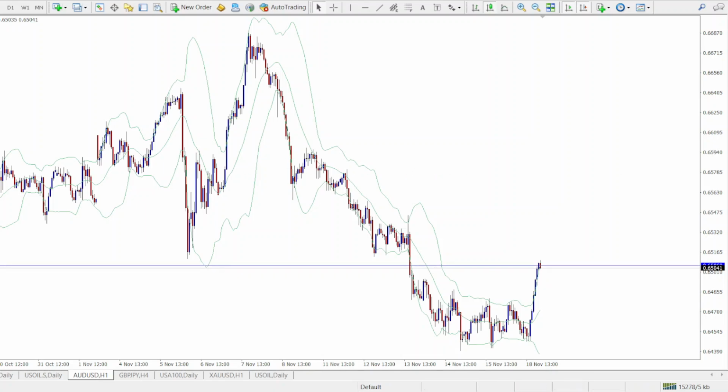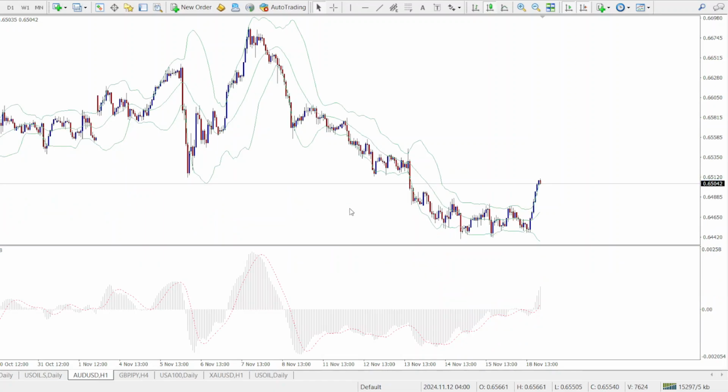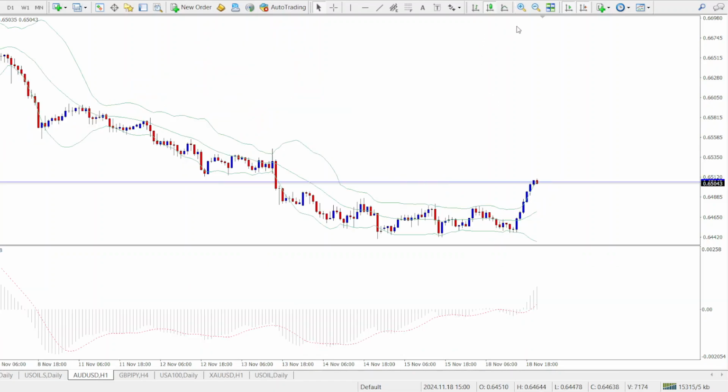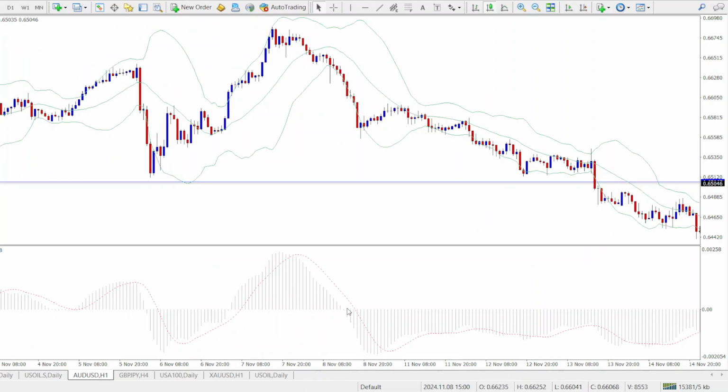Next up is the MACD, or the moving average convergence divergence. The MACD is a momentum indicator that shows the relationship between two moving averages of a security's price. As we can see, the MACD is made up of this MACD line, the histogram bars and the zero line. When the MACD line crosses above the zero line, it's considered a bullish signal, for example, as we had here. This is a bullish signal. When it crosses below, you have a bearish signal.